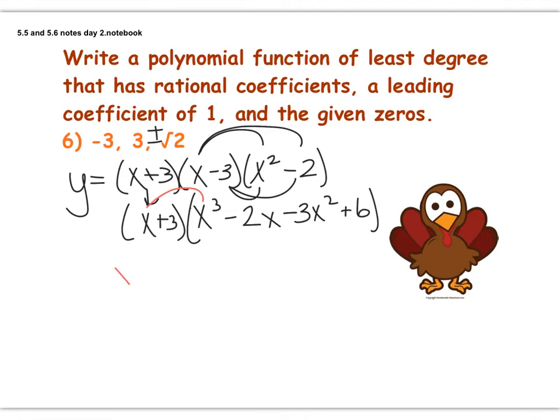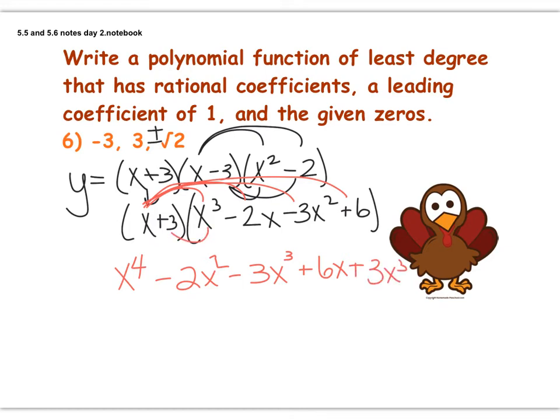So we get x to the 4th minus 2x squared minus 3x to the 3rd plus 6x. And then we'll distribute the 3 plus 3x cubed minus 6x minus 9x squared and then plus 18. Whew, we get some long problems going in here.